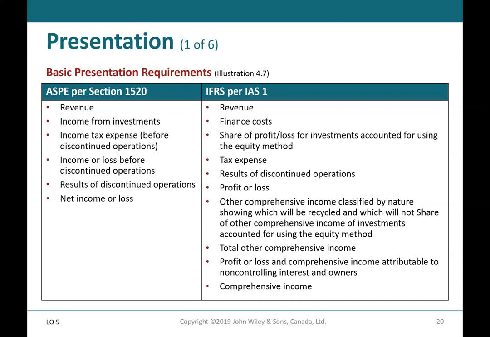IFRS per IAS 1: revenue, finance costs, share of profit or loss for investments accounted for using the equity method, tax expense, results of discontinued operations, profit or loss, other comprehensive income classified by nature showing which will be recycled and which will not, share of other comprehensive income of investments accounted for using the equity method, total other comprehensive income, profit or loss and comprehensive income attributable to non-controlling interest and owners, comprehensive income.